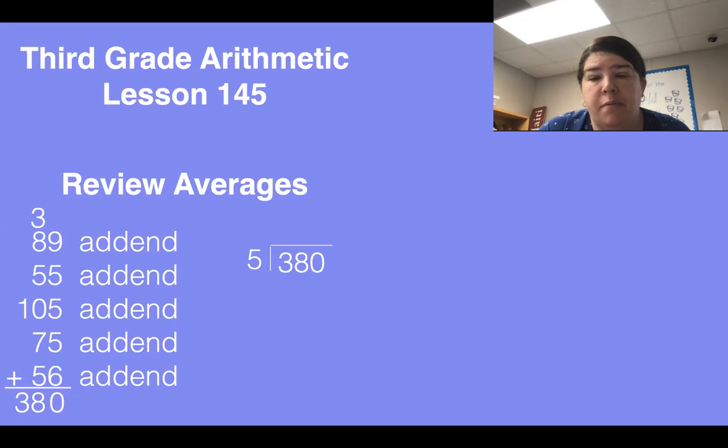3 divided by 5, you can't do. 38 divided by 5, good, is 7. And 7 times 5, 35. Nice and quick. And 38 minus 35, 3. Very good. And 3 compared to 5 is less than, so we can bring down the 0. Oh, I forgot my little arrow. So 30 divided by 5 equals 6.